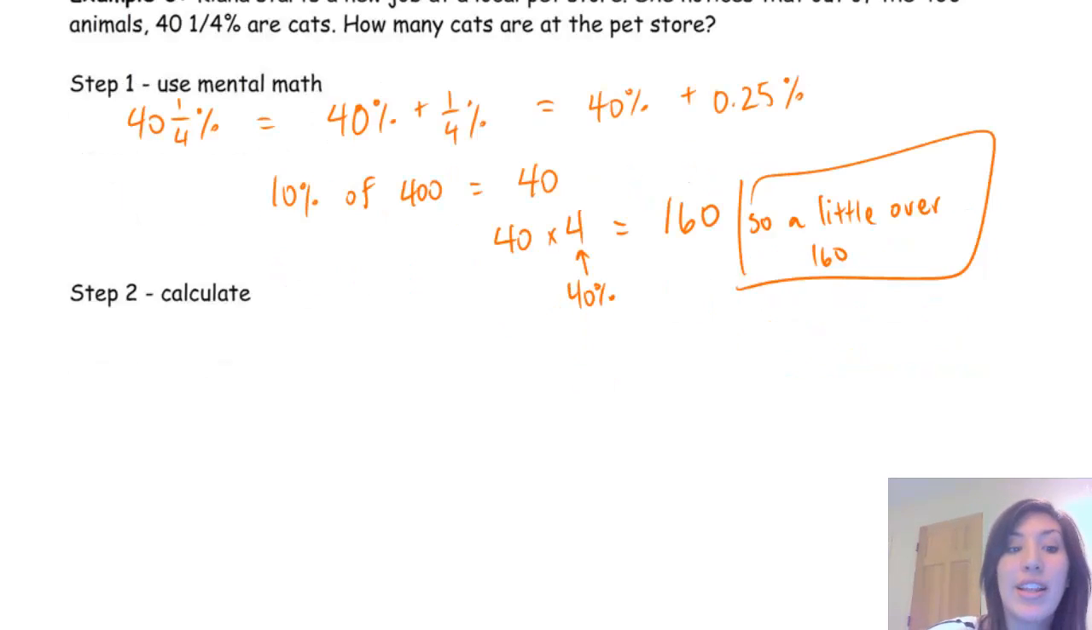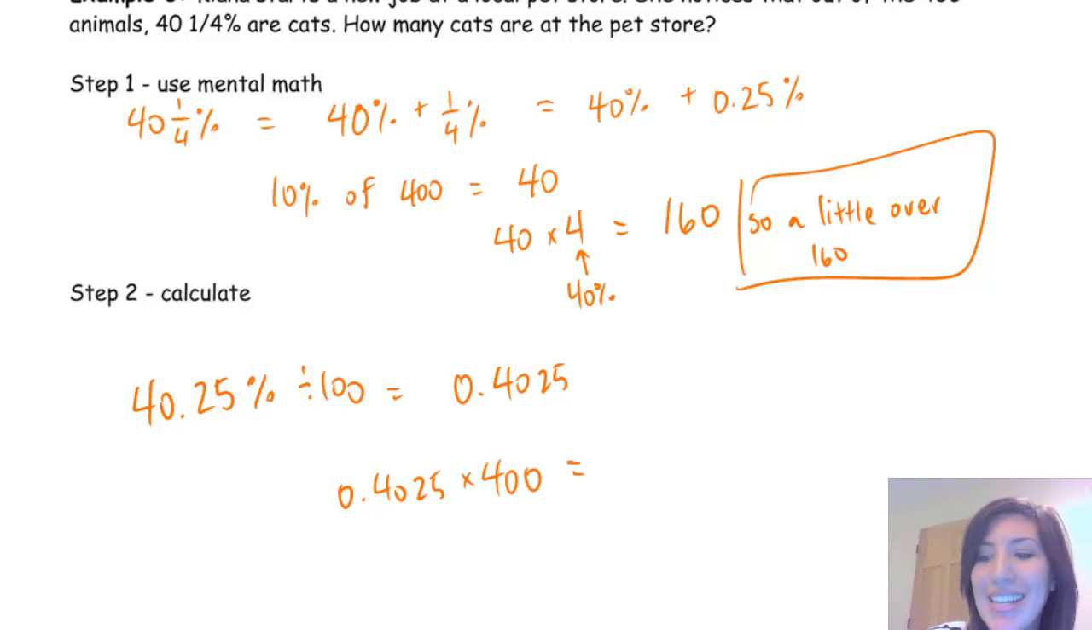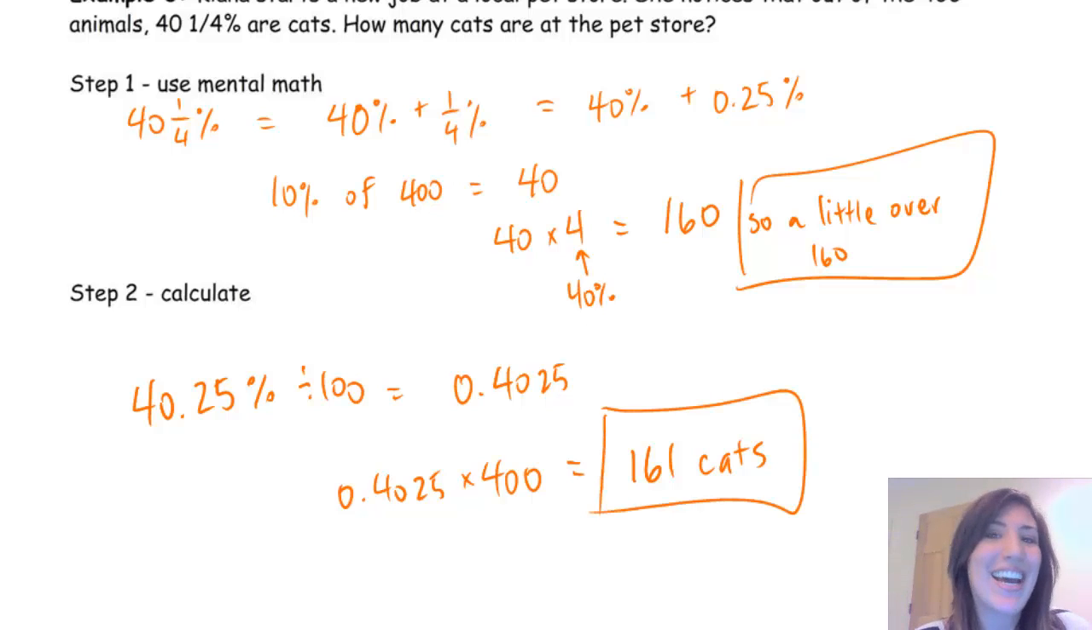So let's calculate it out then. So 40 and a quarter percent, if we want to make this a decimal, we divide by 100, and this gives us 0.4025. So 0.4025 times 400 animals will give us how many cats? And we will see that you have, Kiana, at your store 161 cats. Wow, that's a lot of cats for a pet store. Well, maybe not. I don't know. I haven't been to a pet store recently.